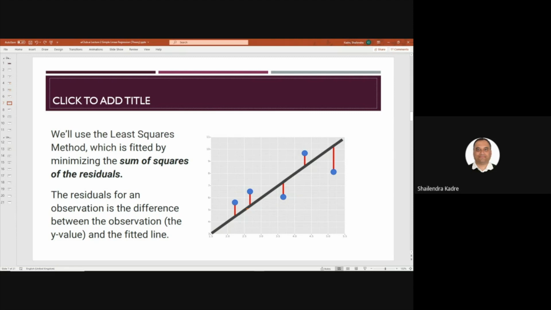So why do I make a mathematical model? I have observations only till 5.5. If I want projections beyond 5.5, say 6, 7, 8, what will be the value of y if I increase the value of x to 6, 7, 8, 9? So this line I will simply extend, as I showed you earlier.